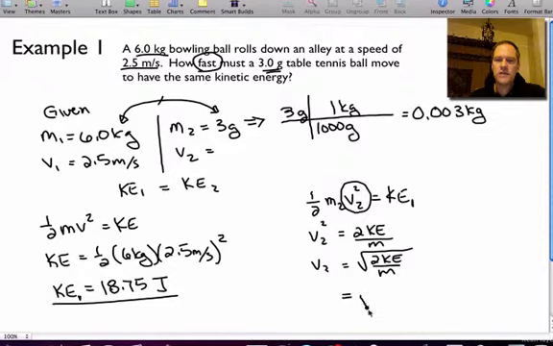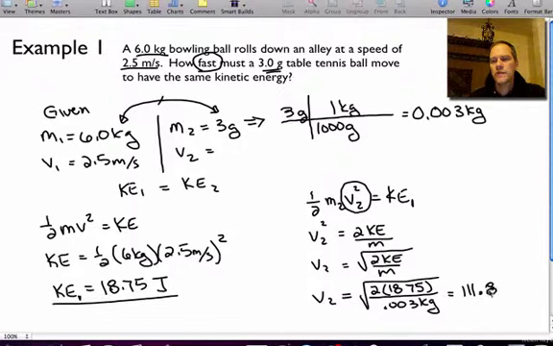And now we make our substitutions. 2 times the 18.75, all divided by the mass of 0.003 kilograms. And that v2 then comes out to 111.8 meters per second. There we are.